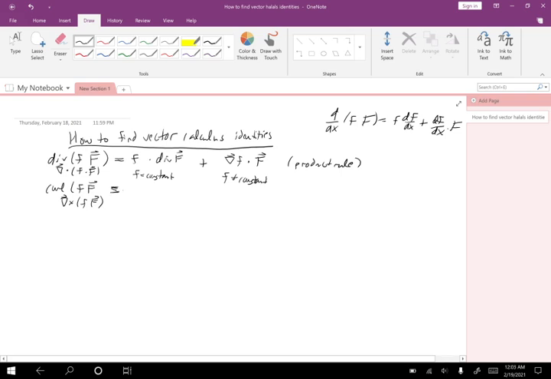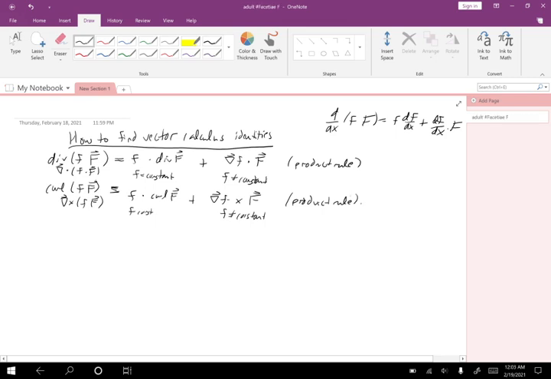So the curl will have something very similar looking. It will look like f, the constant term, and then you'll have the curl of F, and then finally you will have that gradient term. Instead of the dot product, we will now have a cross product. This is the f not constant term. And again, this is effectively just a product rule.